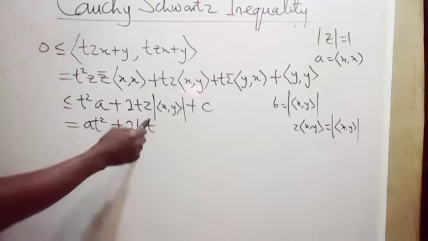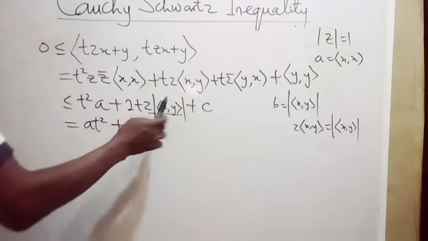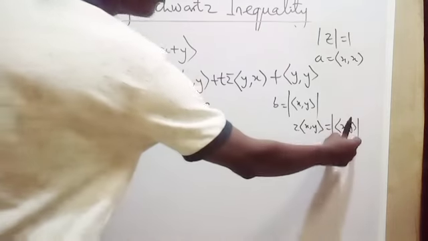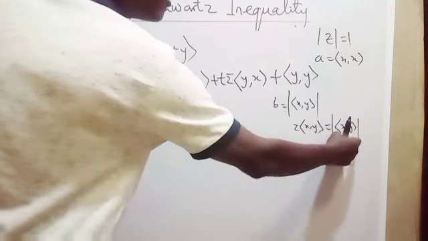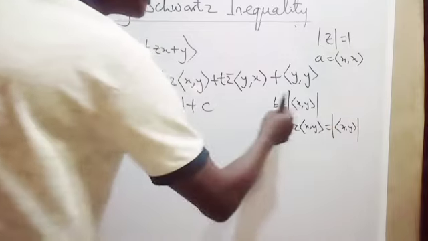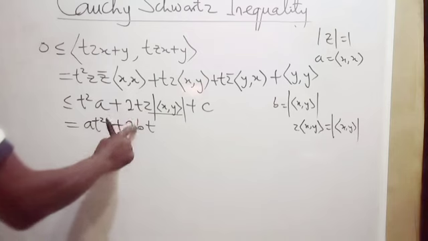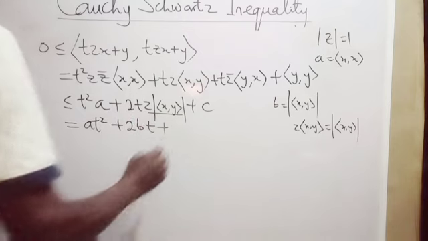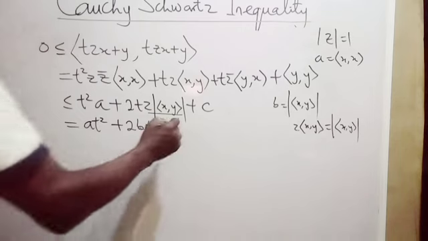Okay? Because z times the absolute value of the inner product of x comma y is now the absolute value of the inner product of x comma y. And the absolute value of the inner product of x comma y is b. So the whole of this will be b. That's why you have 2t times b. That's okay. Then plus, I hope you are following, plus c.